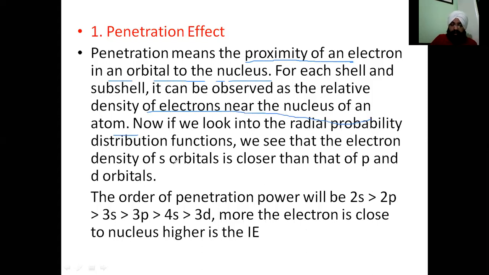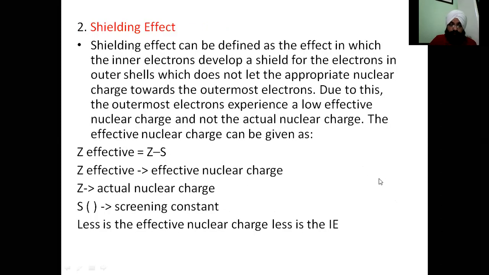Now, if we look into the radial probability distribution functions, we see the electron density of the s orbital is closer than the p, then d. So it depends on the shape, and also on the principal quantum number. The 3s is farther from the nucleus than the 2s, and 4s is farther than the 3s. So for penetration power, 2s is greatest, then 2p, then 3s, then 3p, 4s, 3d. It means the 2s electrons have more impact of nuclear charge on them. The closer to the nucleus, the more energy the electron requires to be released from the atom.